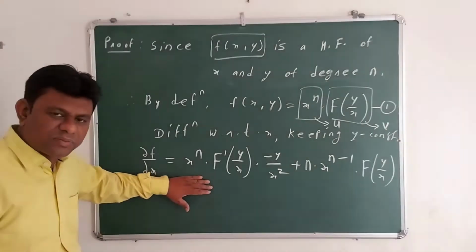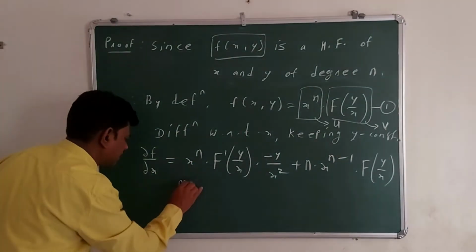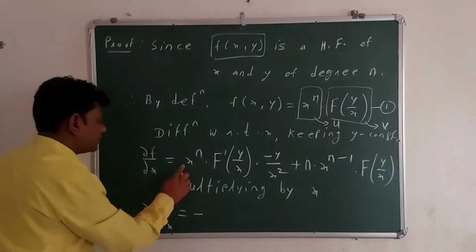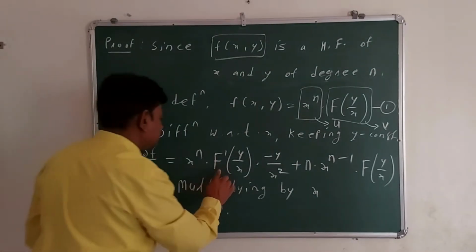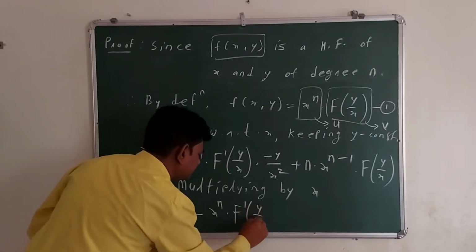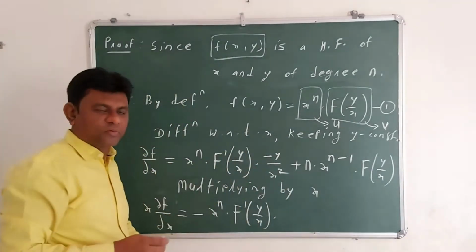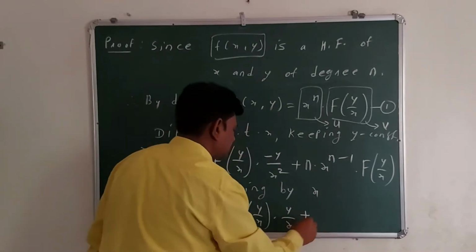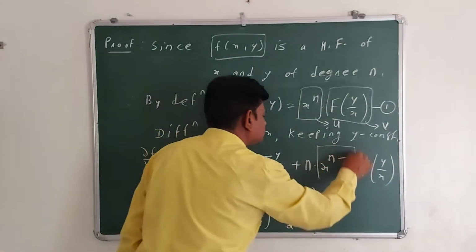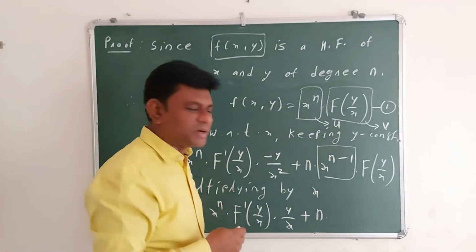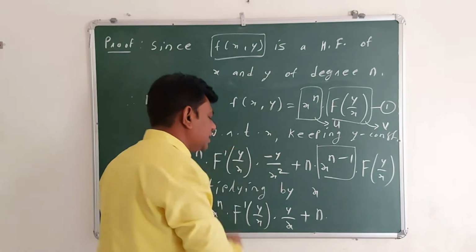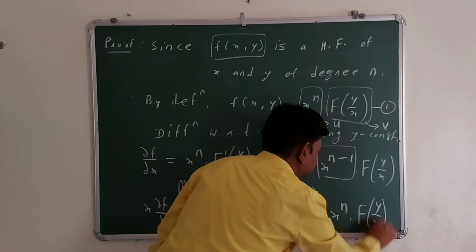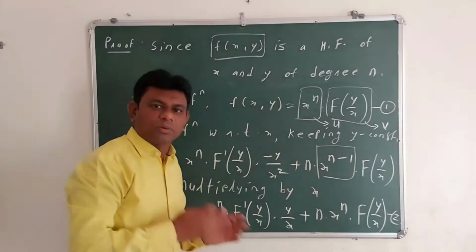Now multiplying this del f by del x by x, so x times del f by del x equals minus, x to the power n as it is, f prime of y by x as it is. Now x times y upon x square, the x cancels, and the answer is y by x, plus n times x times x to the power n minus 1. By using the laws of indices, x times x to the power n minus 1 gives x to the power n, times f of y by x. This is denoted by equation number 2.